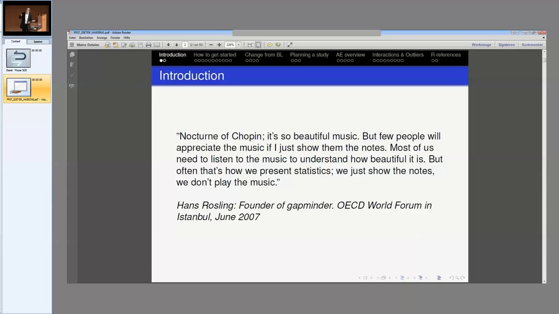It's very interesting. And anyway, he compares statistical data to music, and he says most people are not able to appreciate the notes if we just show the notes, and that's often how we present a table or statistical data. Instead, we should play the music, and then they're more able to understand. It's easier to understand than the data. So we should not just show the notes, we should play the music.